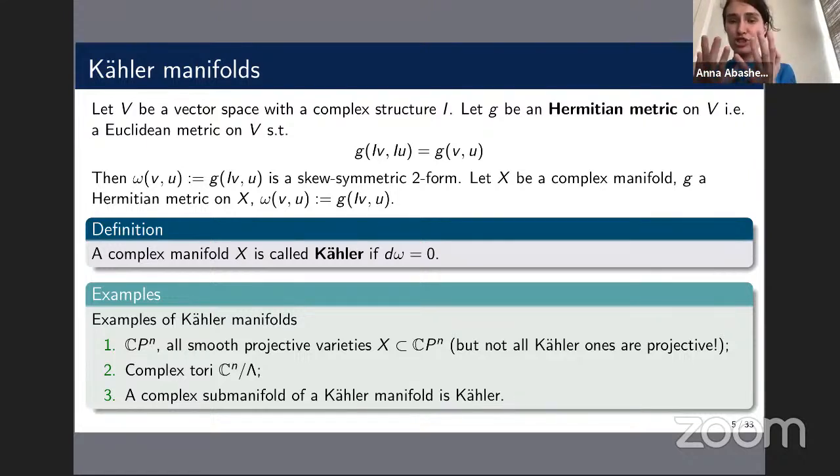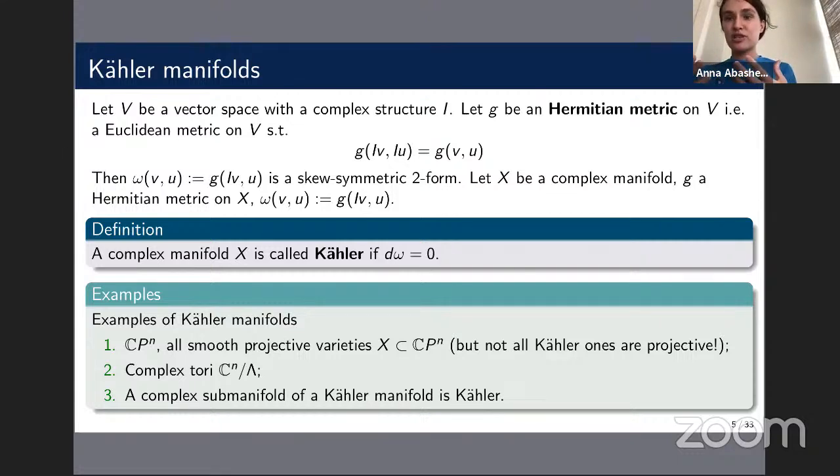Most complex manifolds you can think of are Kähler. For example, a projective space of any dimension is Kähler, and all smooth projective varieties are Kähler, namely all subvarieties of the projective space. The opposite is, of course, not true. Not all Kähler manifolds are projective, but all projective manifolds are Kähler. A counterexample is given by a complex torus.